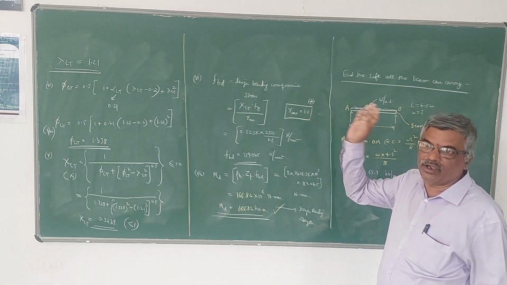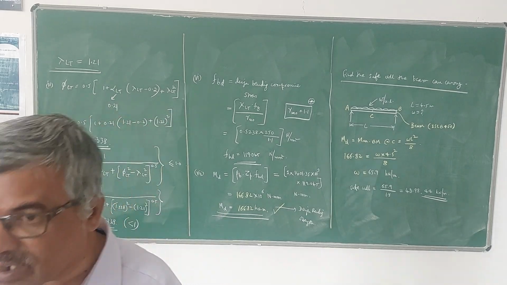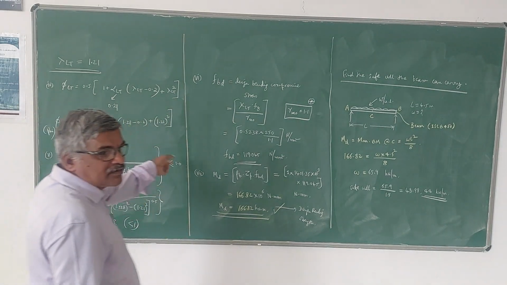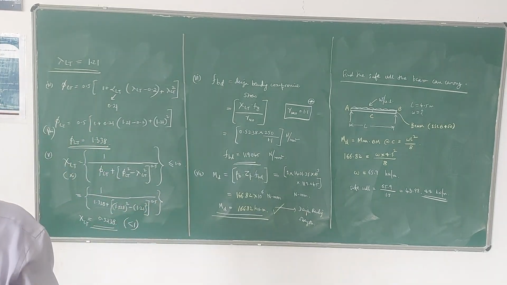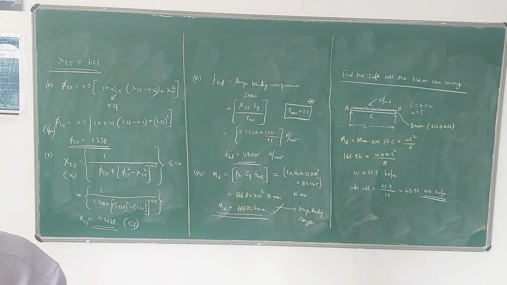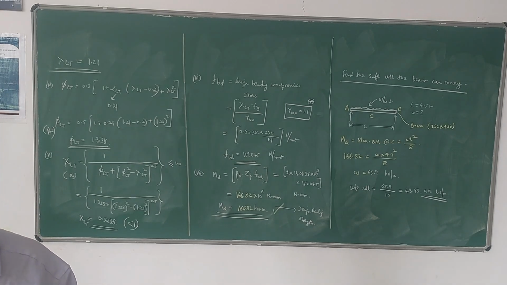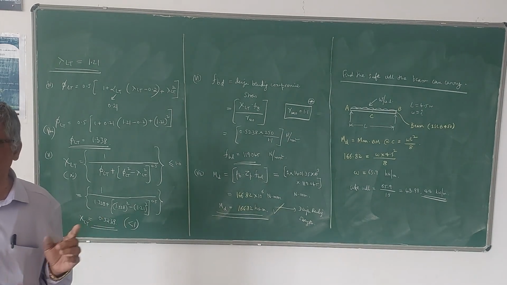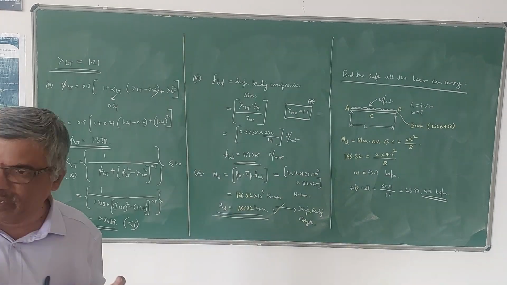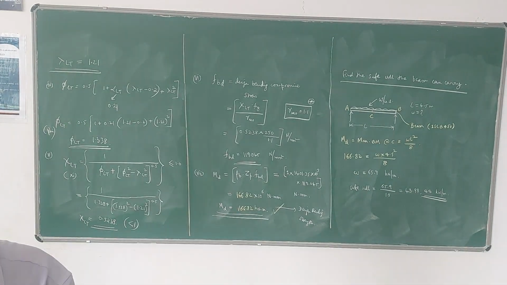Initially, we are going to assume some section, and that section is tested using these checks. In an analysis problem, the section will be given. In a design problem, they will give the load and the span. You have to select the section yourself. After selecting the section, you have to check whether that section is safe or not. The first step is called preliminary design. After checking, it becomes the final design.